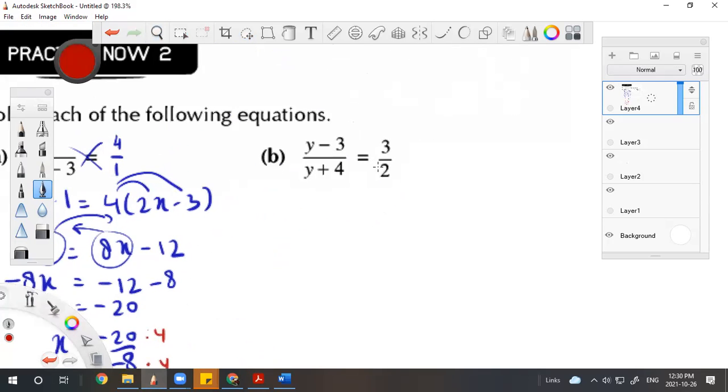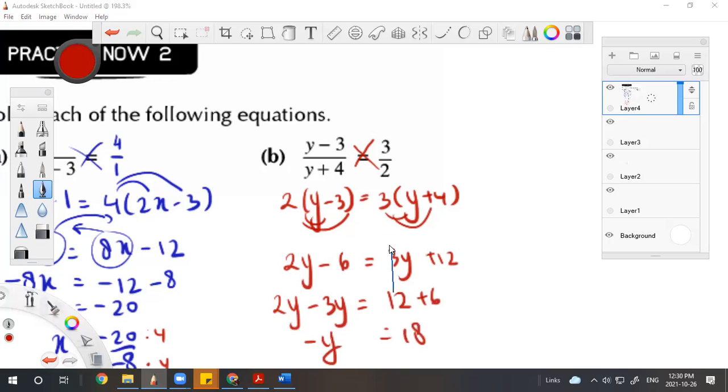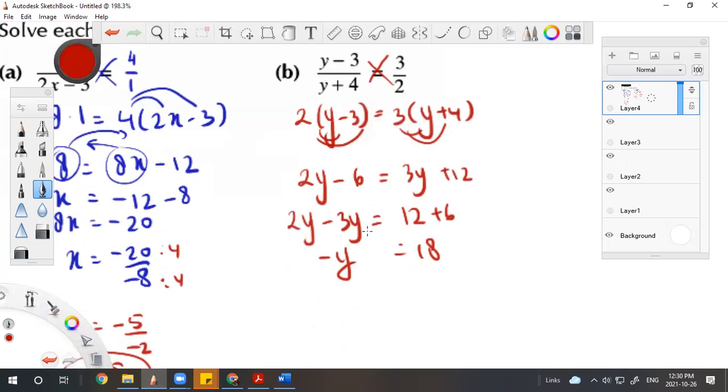Okay, this one is also the same. Oh, this one is easier, just pure cross multiplication. Y minus 3 equals 3y plus 4. And then 2y minus 6 equals, right, 3y plus 12. And then 2y subtract 3y equals 12 plus 6, right? So negative y equals 18. And then y equals negative 18.